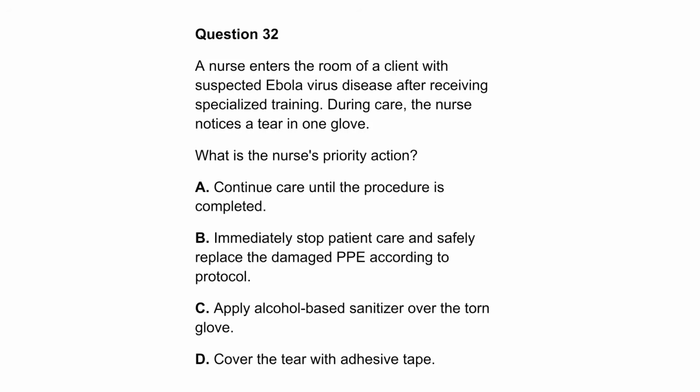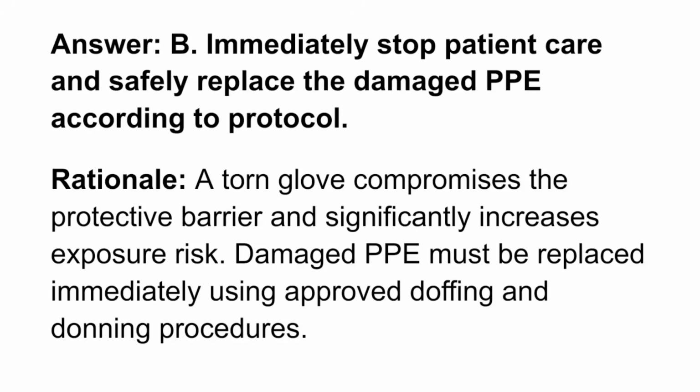training. During care, the nurse notices a tear in one glove. What is the nurse's priority action? A. Continue care until the procedure is completed. B. Immediately stop patient care and safely replace the damaged PPE according to protocol. C. Apply alcohol-based sanitizer over the torn glove. D. Cover the tear with adhesive tape. Answer. B. Immediately stop patient care and safely replace the damaged PPE according to protocol.